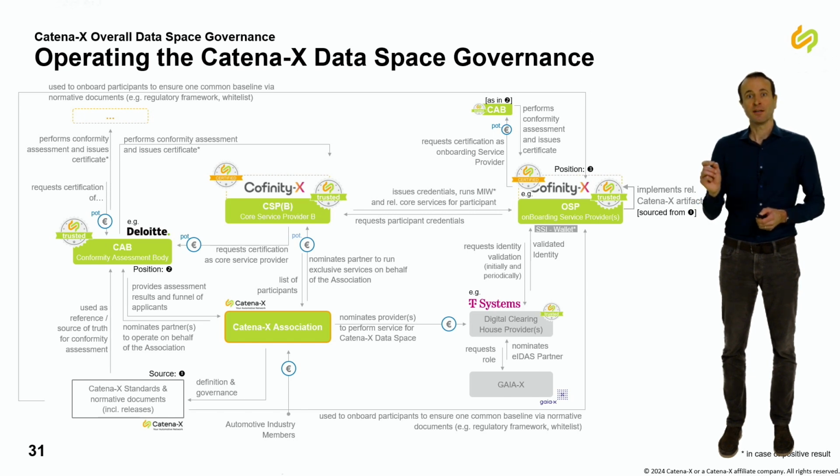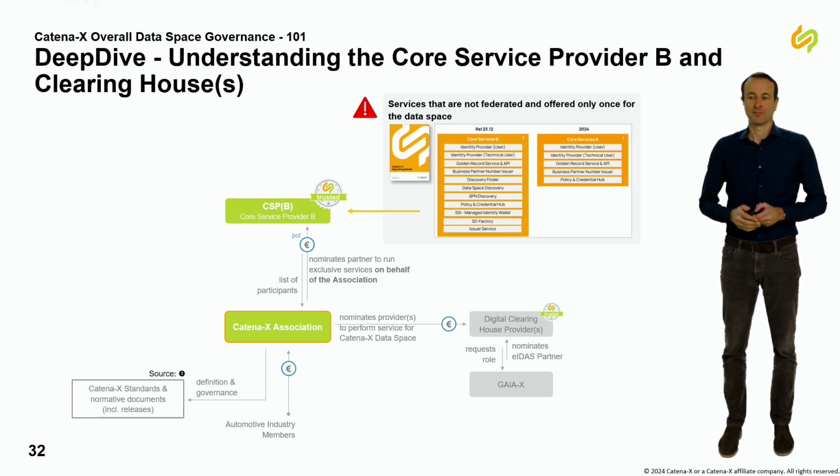Important, there's a fine line, but it's an important line. If you read carefully, for example, for the OSP, it says onboarding service provider and in brackets, providers. So that role can be executed by multiple companies. Could be Conformity, could be somebody else right now. Same with the conformity assessment body or the digital clearinghouse. Now, let's go in detail.